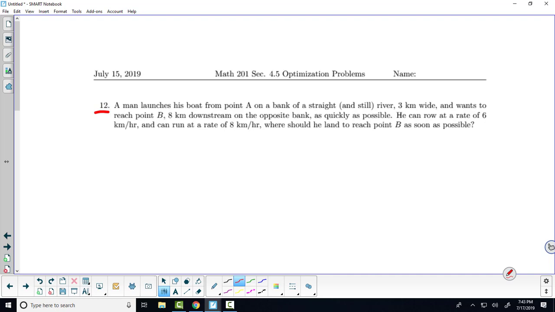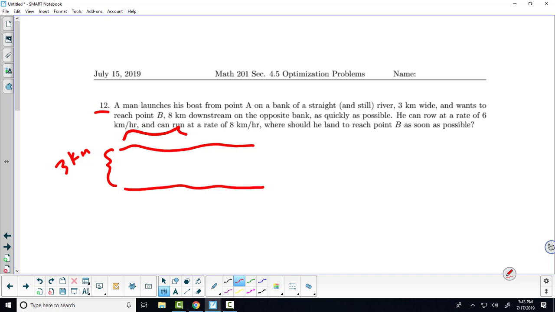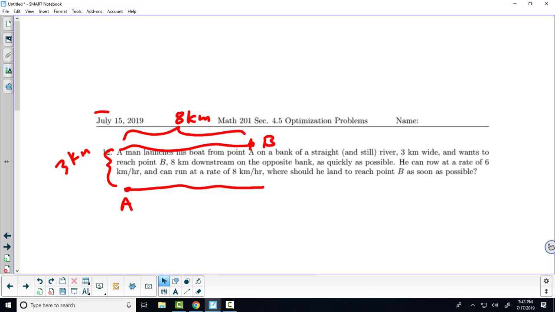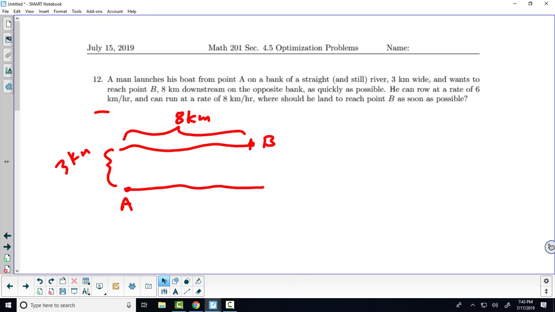So let's look at this problem real quick. Let's look at the picture that goes with this. So we've got a straight and still river that's 3 kilometers across. Pretty wide river, maybe the Mississippi at some point. And we've got some point B that's down 8 kilometers downstream from the start point of point A. Oh, that's easy enough. Okay.